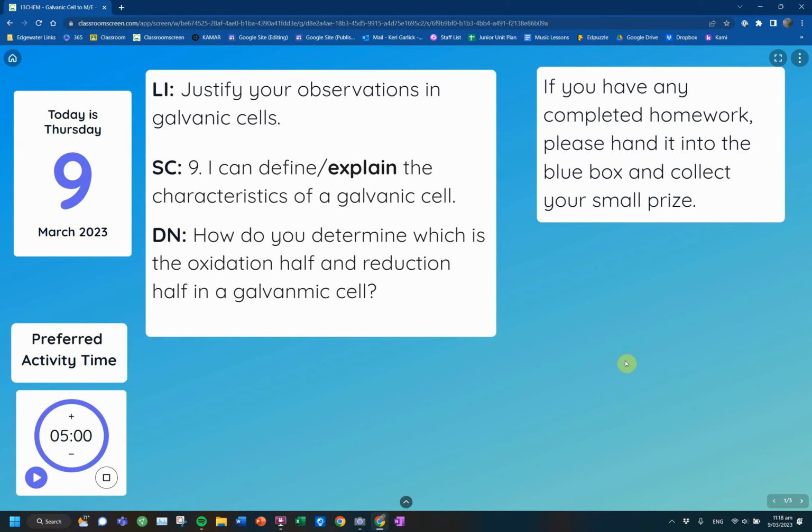All right. Let's talk about today's do now. So today's do now, I might actually do it this way, so that way it all scans nicely. All right. The question was, how do you determine which is the oxidation half and the reduction half in a galvanic cell?